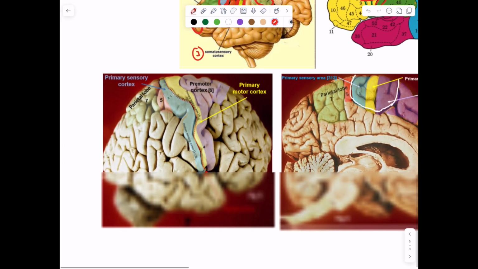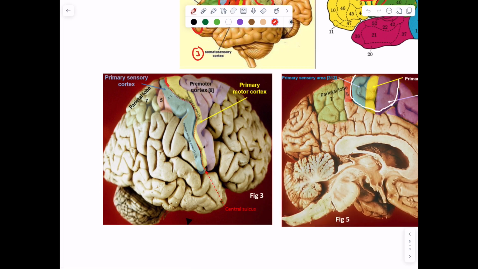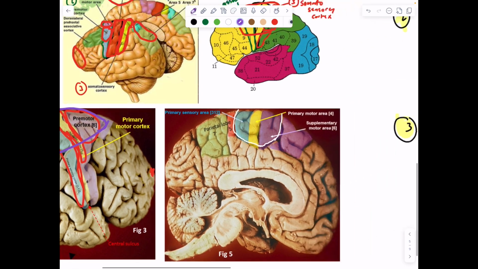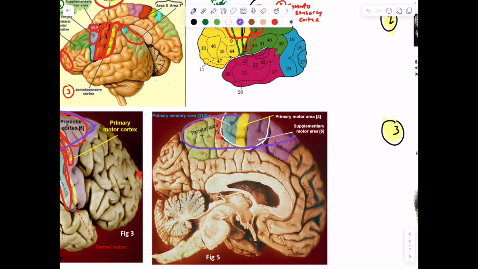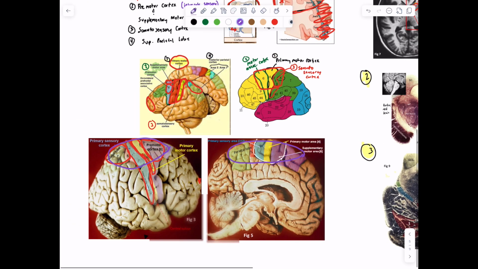All right, so then here is just another diagram. Here's our central sulcus, and then here's our frontal lobe, right? And so this is the primary motor cortex in front of it. Here's the premotor cortex. Here's the primary sensory cortex. We have some of the parietal lobe as well, superior parietal lobe, and we're dealing with this region right here, as well as this region right here for the lower limbs.